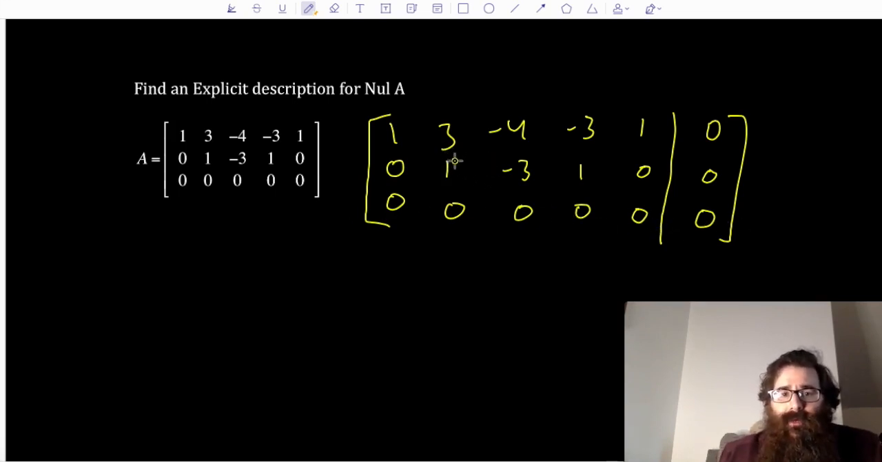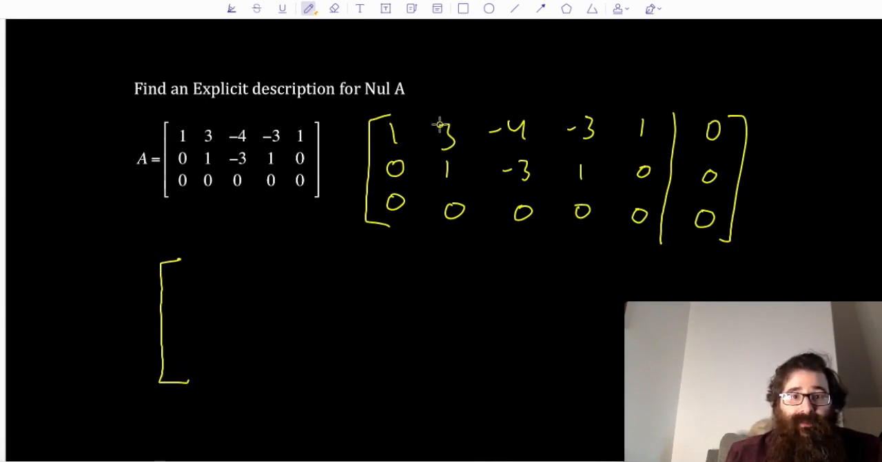So really, I'm looking here at this second column. I have my pivot position right here in the middle. I need to get rid of this 3 up above. So that's what I'm going to focus on with my row replacement. I want to replace row 1 with row 1 minus 3 times row 2. So we get 1 minus 3 times 0 gives us 1. 3 minus 3 times 1 gives me that 0 that I wanted. Negative 4 minus 3 times negative 3. Careful with the double minus signs. That's negative 4 plus 9 is going to give me 5.